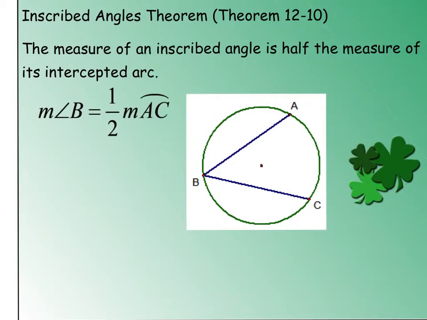To find the measure of an inscribed angle, we need to look at the measure of the intercepted arc. So for example, this piece AC, which is being hugged by angle ABC. We're going to look at the measure of arc AC and divide by 2 to get the measure of the angle. An inscribed angle is half the measure of its intercepted arc.